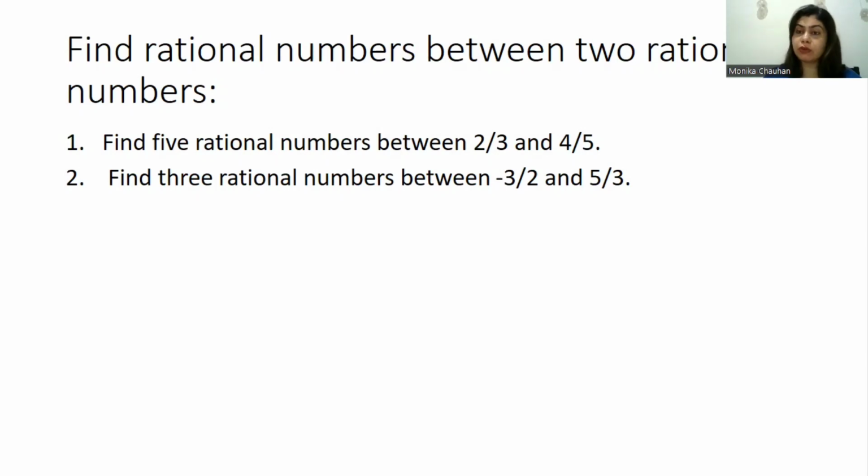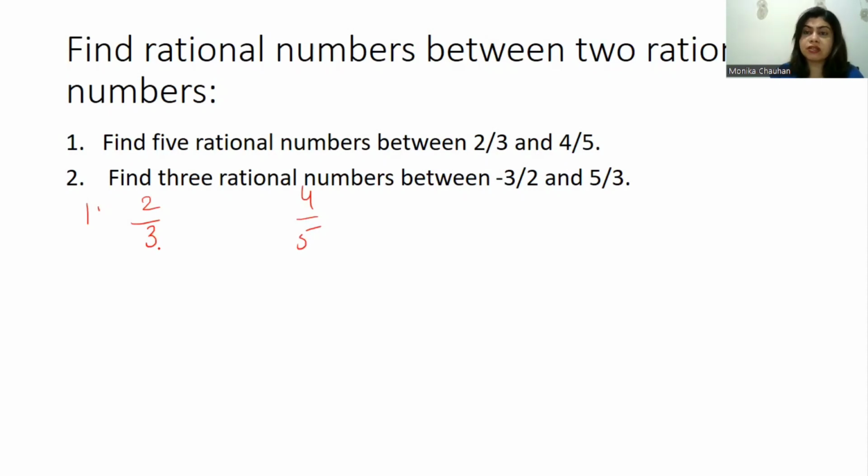So if in a question they ask you to find 5 rationals between 2 by 3 and 4 by 5, let's observe it, and then we will move forward. Between 2 by 3 and 4 by 5, whatever they give you, I'm solving the first question. First of all, check how many rational numbers lie between. I say infinite, but how? We need to show it.